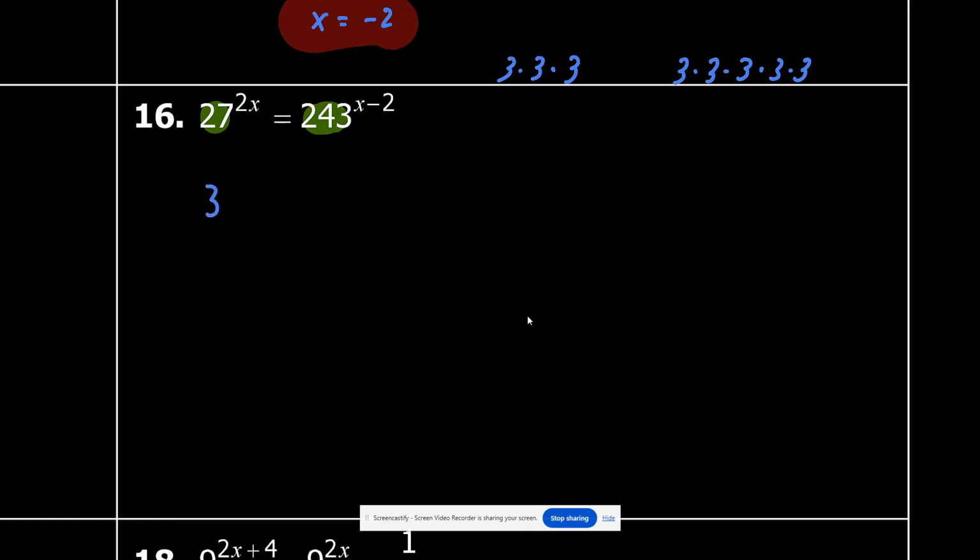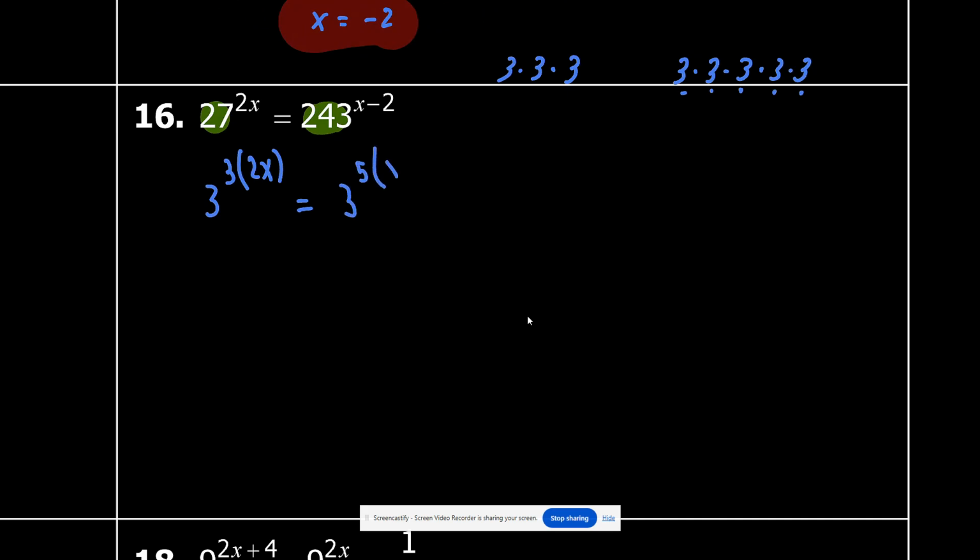That's 3 cubed. Now don't forget, there was a 2x already up there. We'll distribute that in just a minute. But on the right side, remember we changed 243 to 3, 1, 2, 3, 4, 5, to the 5th.